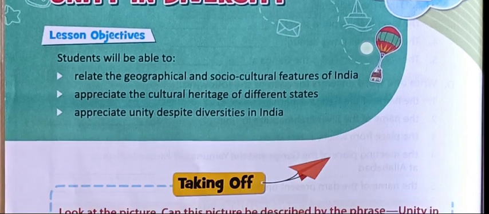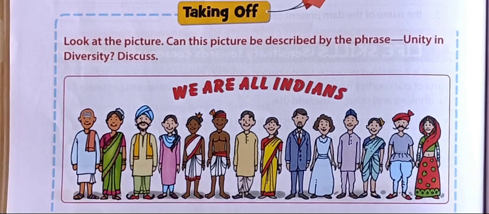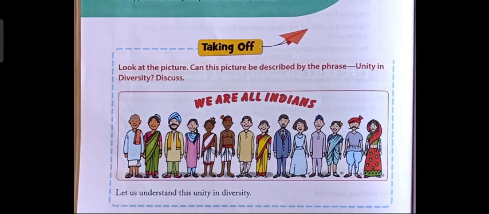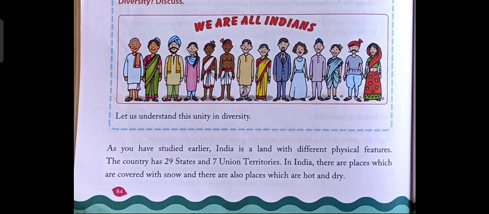Okay, so as you know, India is a diverse country. So here, before starting the chapter, we have this taking off activity that we have to do. So what is in this? Just look at the picture. Can this picture be described by the phrase unity in diversity? Discuss. We are all Indians. If you see in this picture, they are of different cultures. They have different uniforms, different dressing sense, different colors, and different food items. So let us understand this unity in diversity. So let's start reading our chapter.